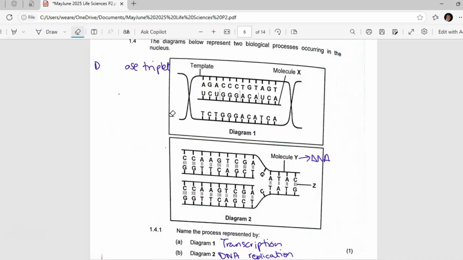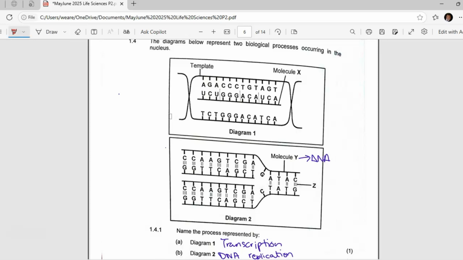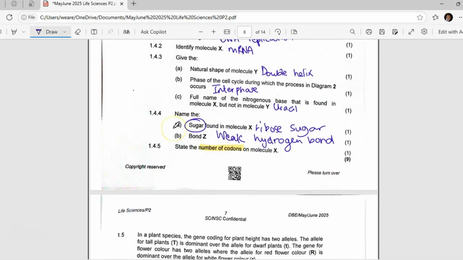Certain learners are going to say that there is 3, 6, 9, 12 codons. But that is completely and utterly wrong. There is 4. So we count 3, 3, 3, 3. So there is 4 codons, not 12. There is 4 codons. So that was this question.